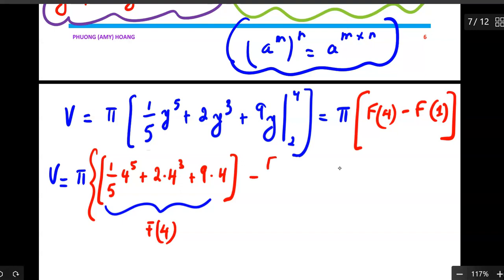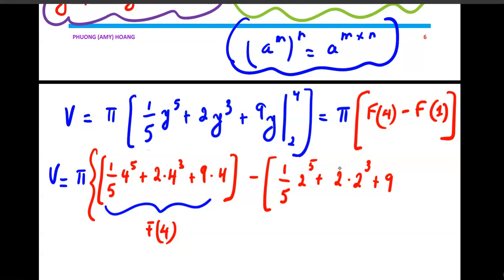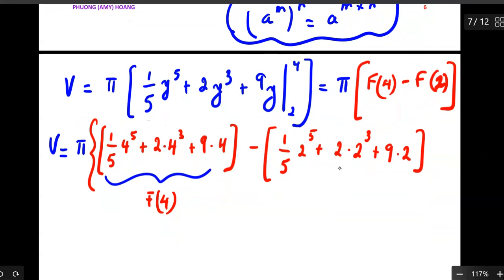Okay, subtract this, the exact same thing, but now I'm going to replace y by 2. 2 to the 5 plus 2 times 2 to the 3 plus 9 times 2. So here should be F of 2, I'm sorry. So this is my F of 2.